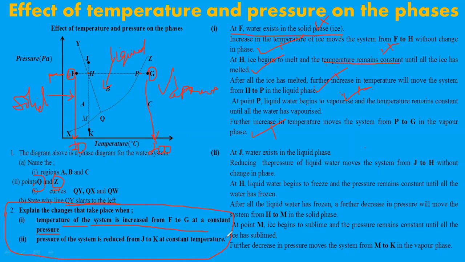At G, water exists in vapor phase. Very good. A decrease in pressure of vapor. Why are you talking of pressure now? We said the pressure is constant, right? Yes, teacher, the pressure is constant. A decrease in temperature of vapor moves the system from G to P without change in phase. Very good.